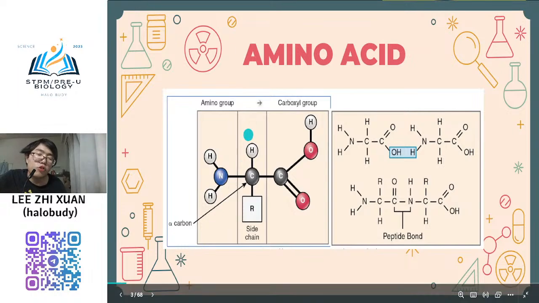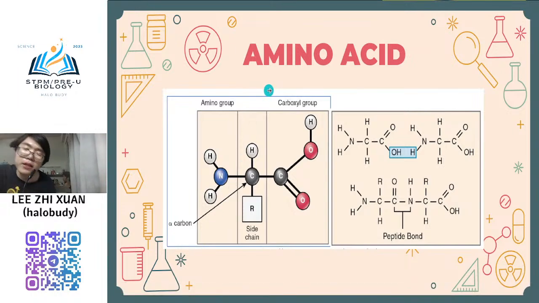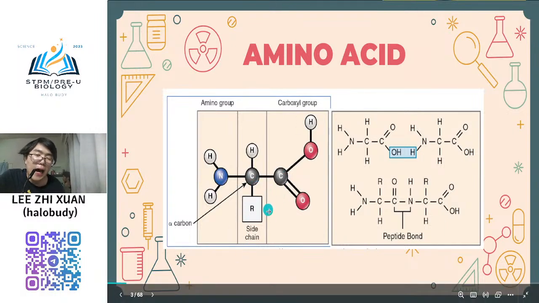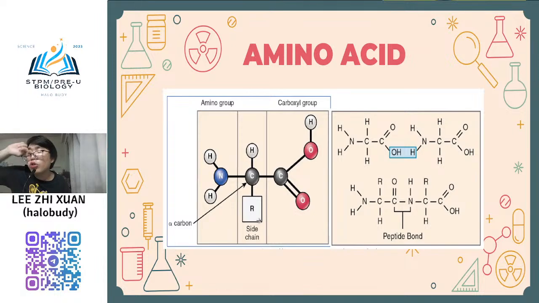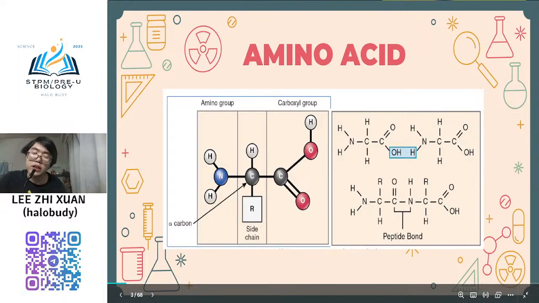So the amino group is NH2, sorry, normally NH2, and the carboxyl is COOH. So there is one amino group here, NH2, bonded at the center, and also the carboxyl group bonded at the center. And there is the R group, which is a side chain. And we know that in the real world, in whatever organism, there are a total of 20. There are only 20 amino acids in the world. Only 20, no more than 20.